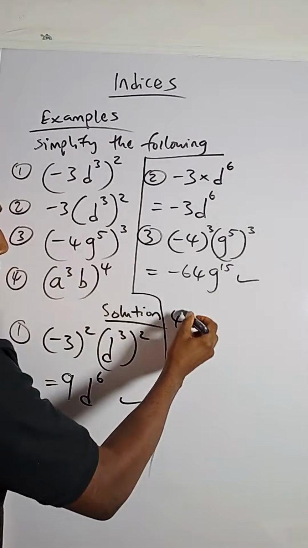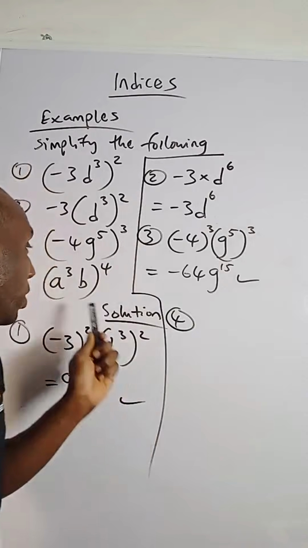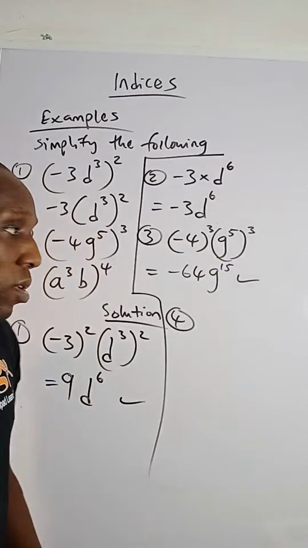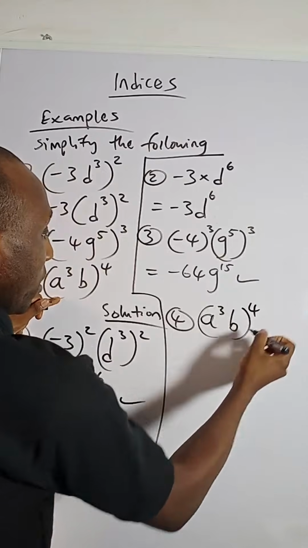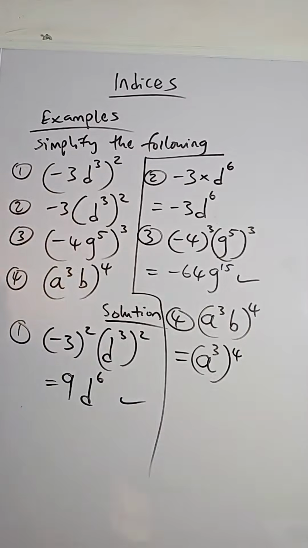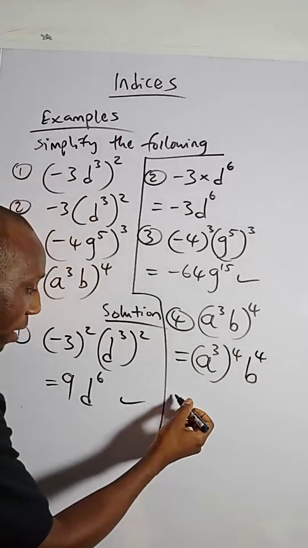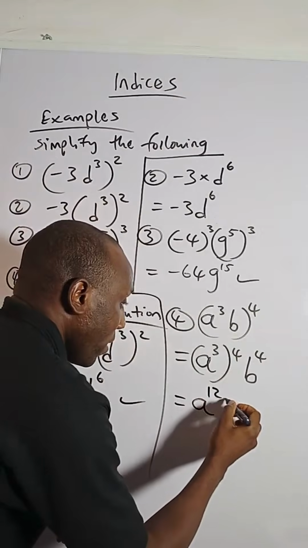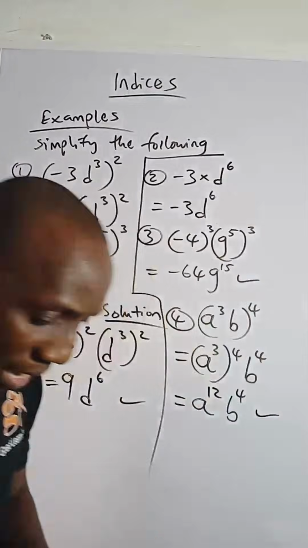Finally, number 4. What do we have? Again, we distribute the power to the product in the bracket. Power of a product rule. So this will become, let me just write the question here again. So this will be equal to A raised to the power of 3 with the exponent of 4, then B raised to the power of 4. Finally, you have A raised to the power of, what is 3 times 4? That's 12. So A to the power of 12, and then B raised to the power of 4. That right there is your answer.